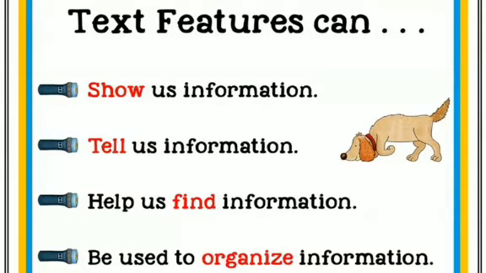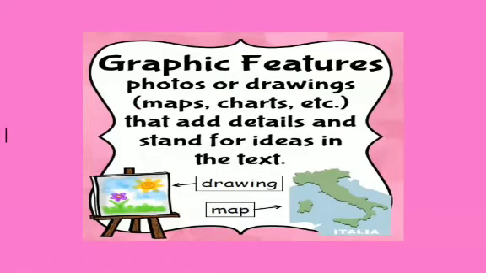And the last one, the text features organize the information in a better way. So we are going to avoid wasting time looking for different information. That's why the text features are really important. So now we are going to see what are these text features that we can find in books.